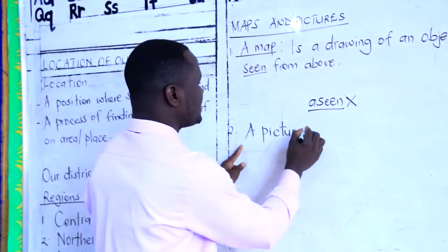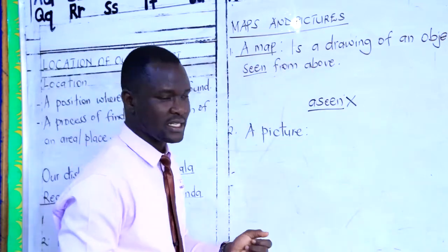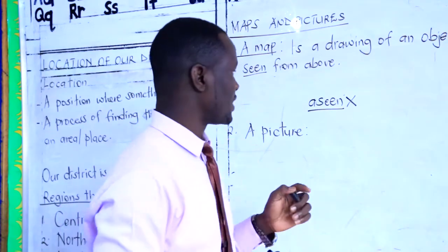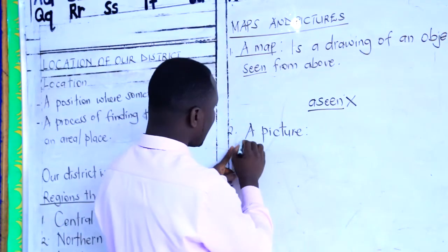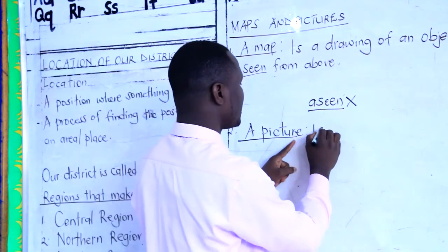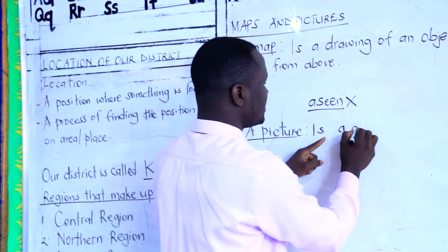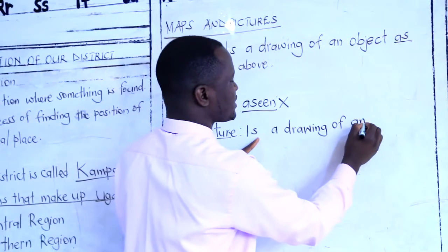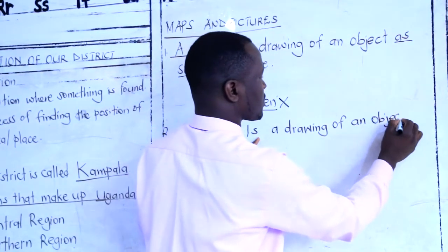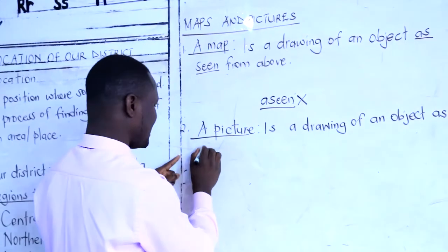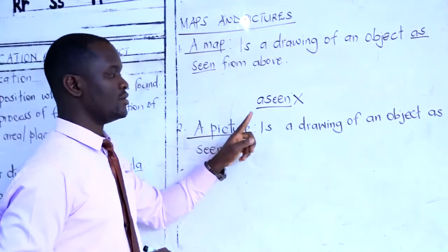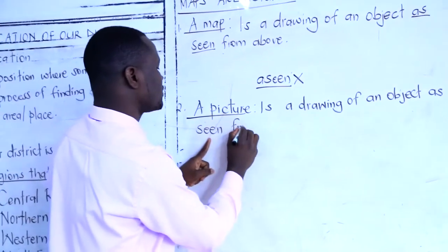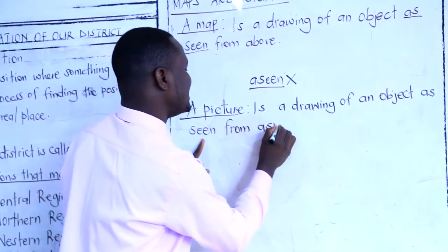Then this one for a picture is this. We are going to use the same statement, then we shall only change the direction from which this object was taken. So we are going to have our next definition, a picture. We say we are going to use the same words, a drawing of an object as seen. Do not write "as seen" as one word. Write "as seen" as two words. I say this one is now seen from aside.